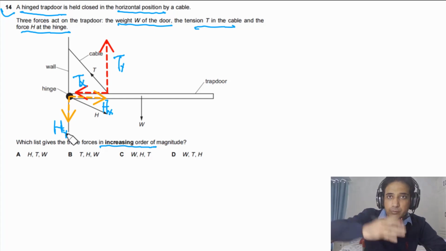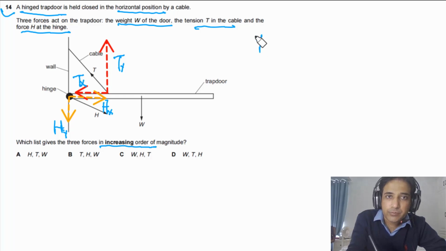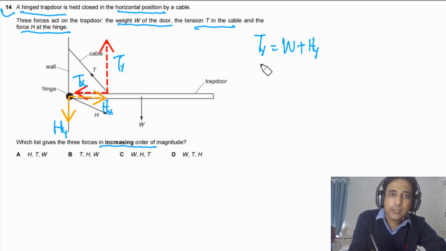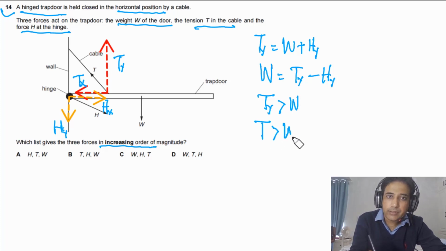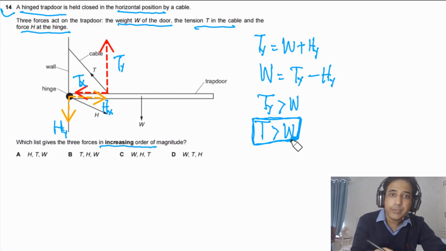Now if you look at these forces along the vertical, we can simply see Ty should be equal to W plus Hy. So from here we can say W should be equal to Ty minus Hy. So it means Ty is greater than W. We can also say T is greater than W. So this is the first result we can get by comparing these forces.